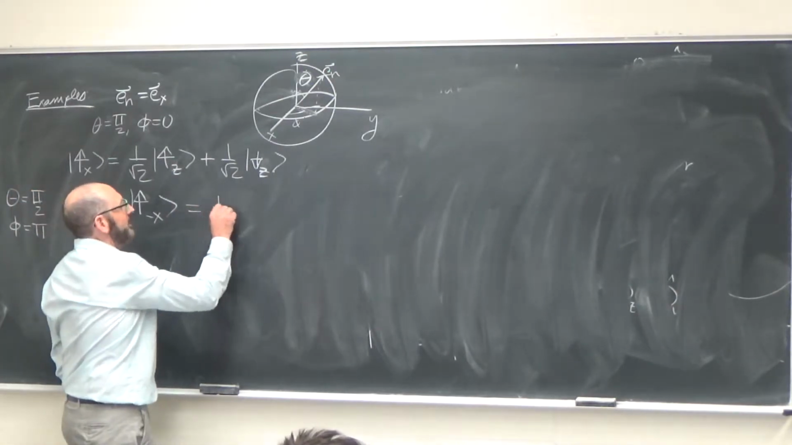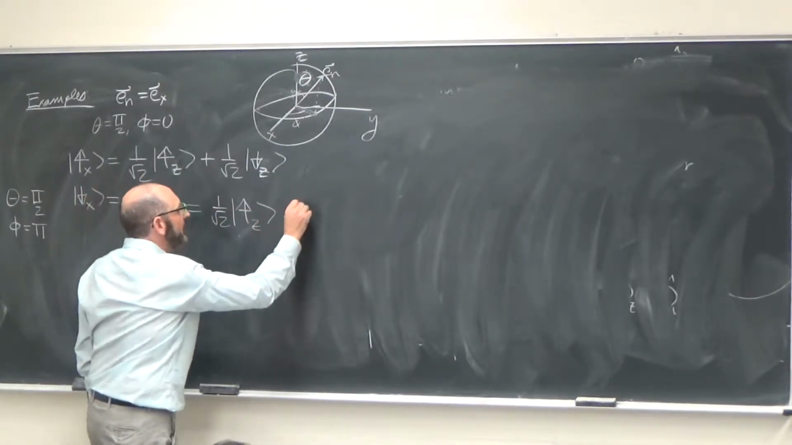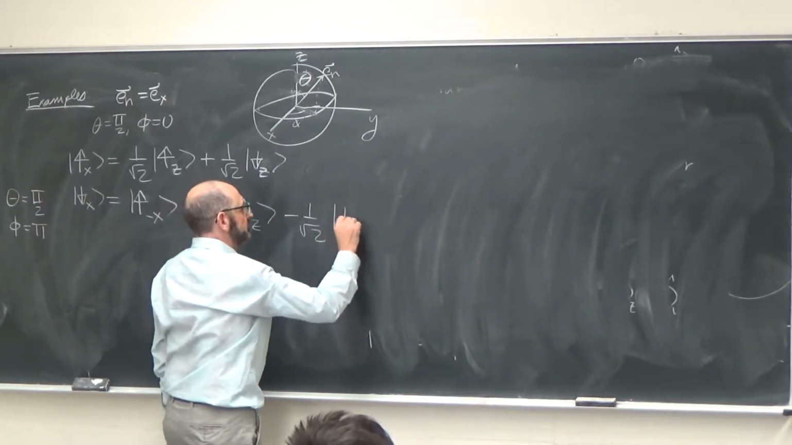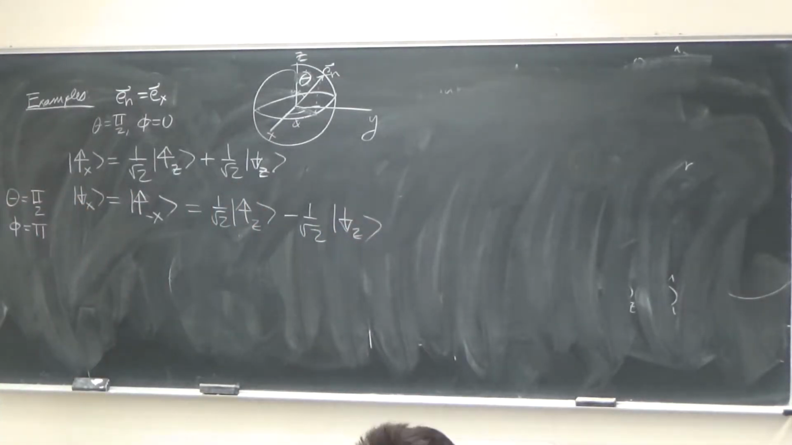Which is then what? Well, we got the same cosine and sines, but then we got e to the i pi, so we got the minus sign. Right?